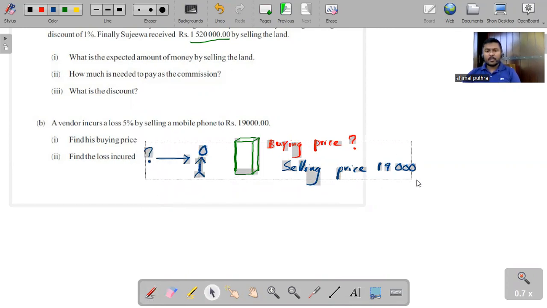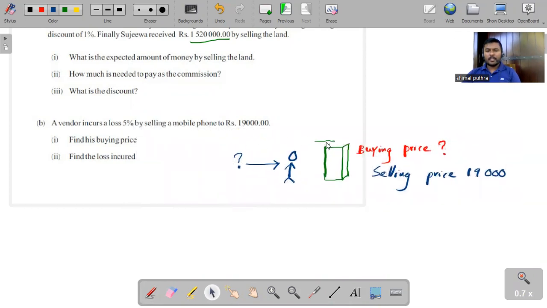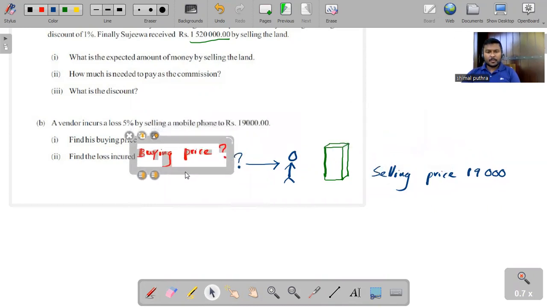Okay, please try to do this one. You can try this one. Please use the video.